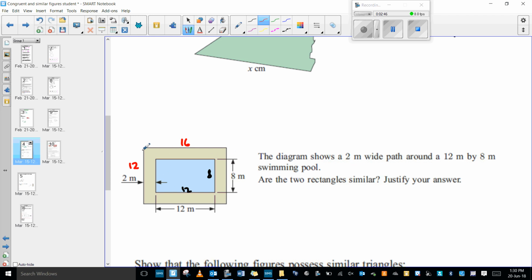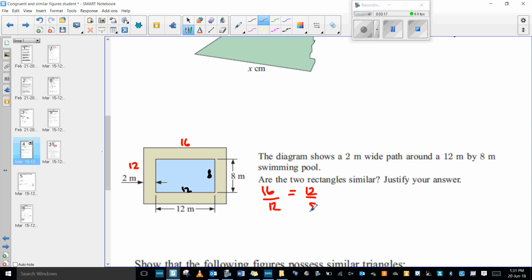Are you with me? So we're trying to decide, are these two rectangles similar? So what did we say? If they're similar, the corresponding lengths, when divided by each other, would give you the same value. So if they are similar, 16 divided by 12 would be equal to what? Careful. 12 divided by 8. Remember, we've got to stay in the same rectangle.